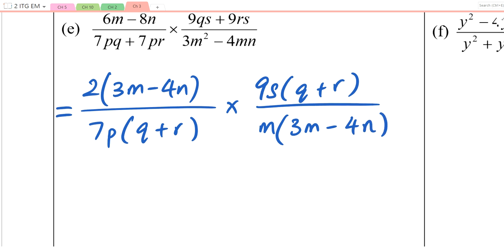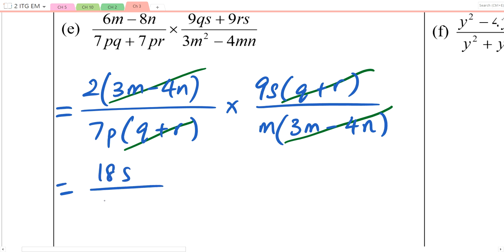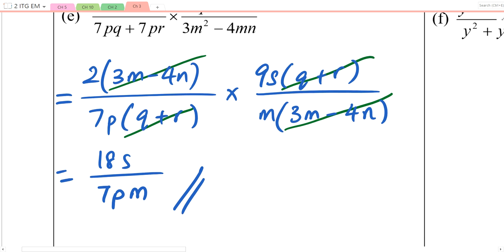Quite a simple question. Q plus r, 3m minus 4n. Okay, I don't see anything to factorize already. So we are left with 18s over 7pm. Right? Yes. Okay, part F.